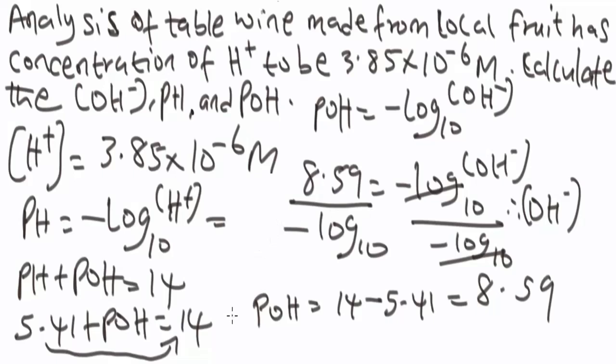Therefore, our OH ion concentration will be the log inverse of minus 8.59. So let me punch in log inverse of minus 8.59. Okay, so I have it to be 2.57 times 10 to the power minus 9, if you are leaving it in two decimal places, mole. And this will be the hydroxyl ion concentration for this analysis.